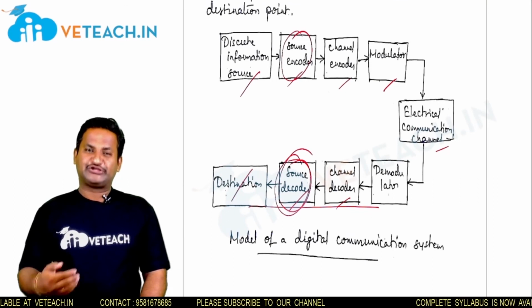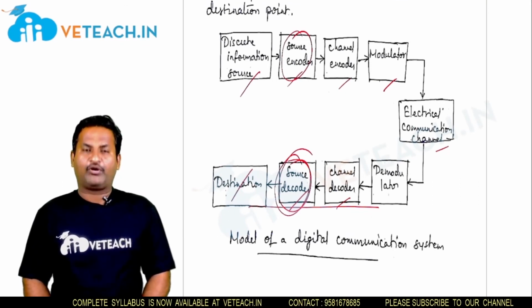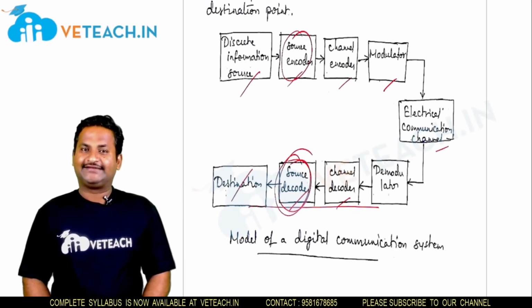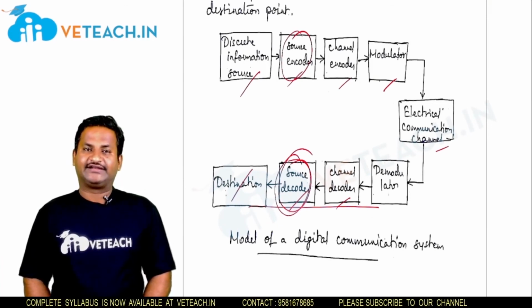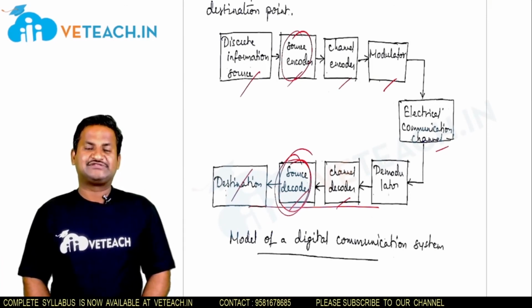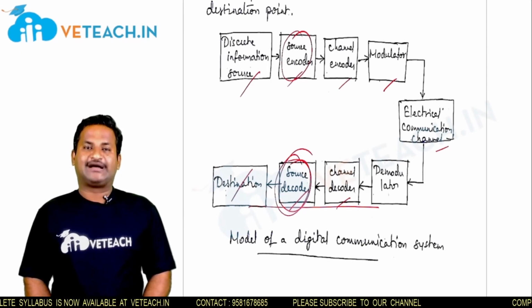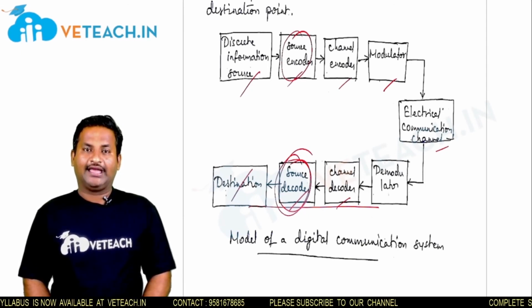So what is the basic functionality? What is the block diagram of pulse code modulation? How is analog data converted into digital? How is digital data converted into analog? The basic PCM system consists of a sampling circuit, a quantizer, and an encoder.